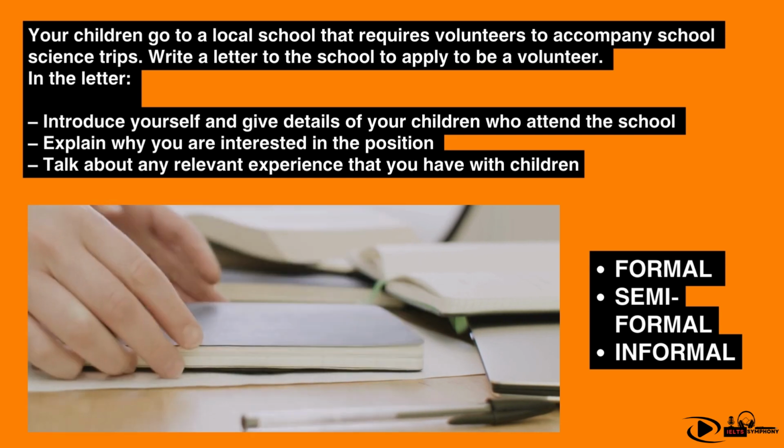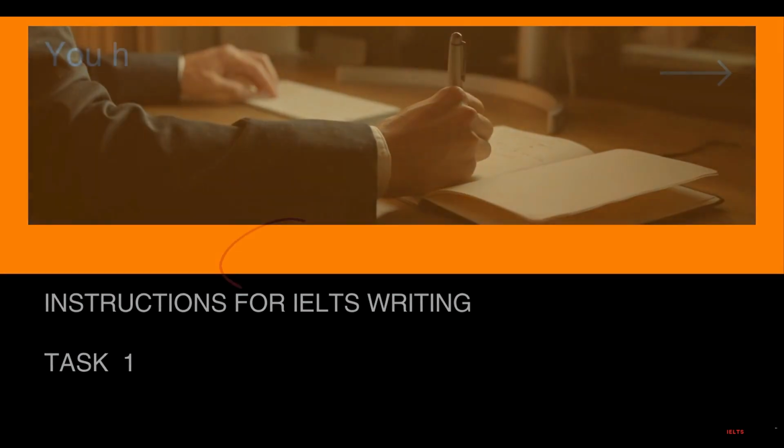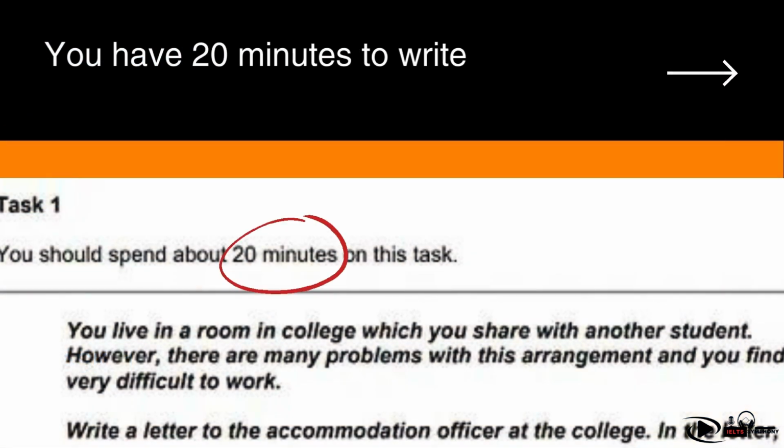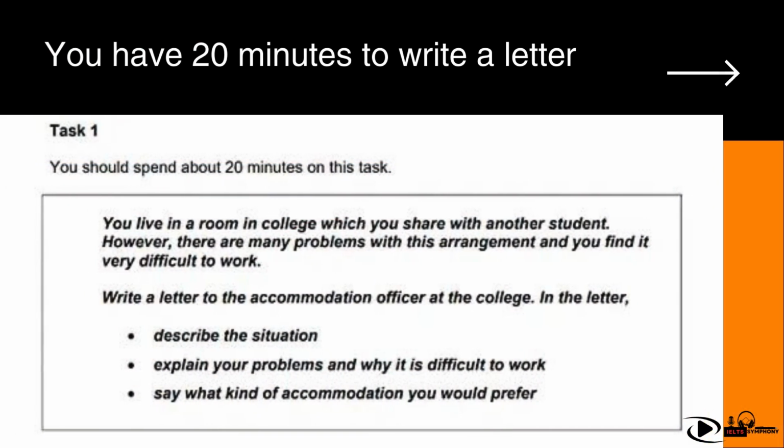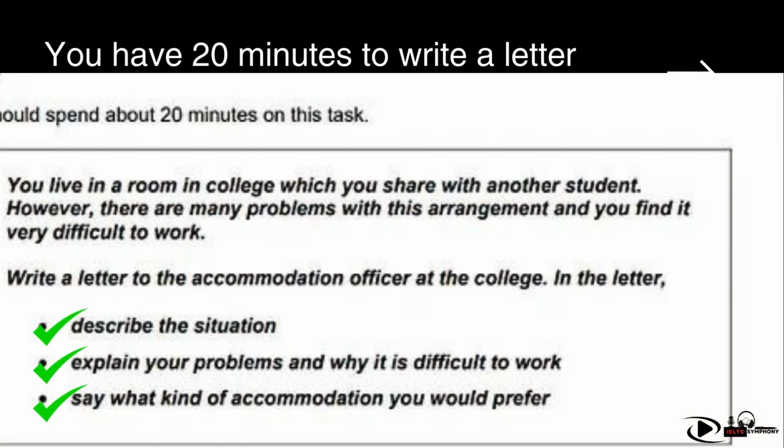Let's break down the instructions for IELTS General Training Writing Task 1. You have 20 minutes to write a letter that addresses a given situation or request. Your task is to write in a tone and style appropriate to the purpose and recipient of the letter. Pay attention to the bullet points provided and ensure your response meets the requirements.